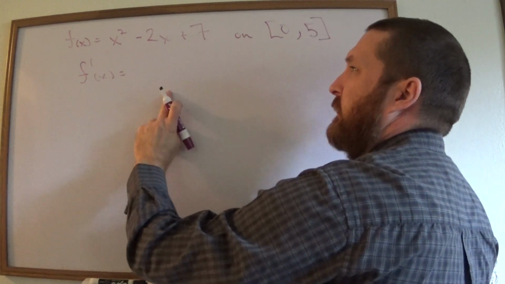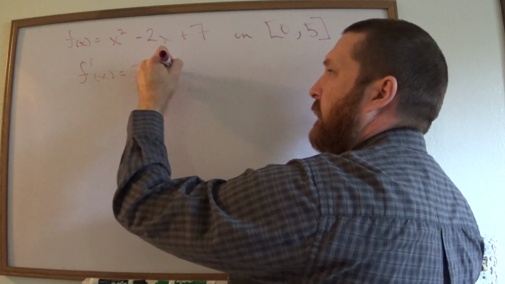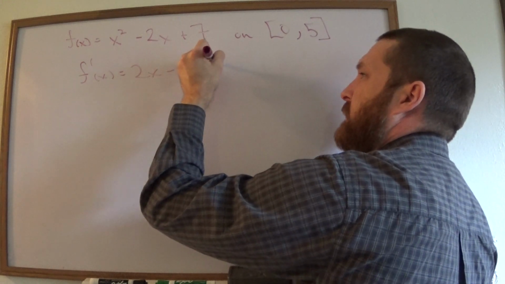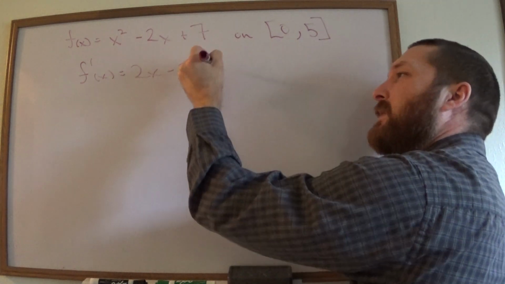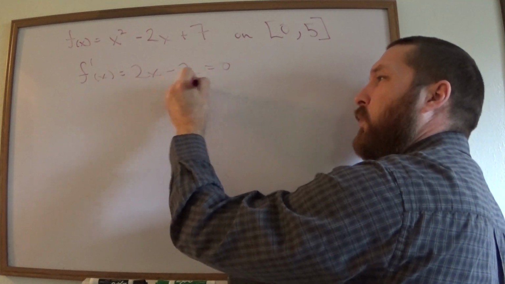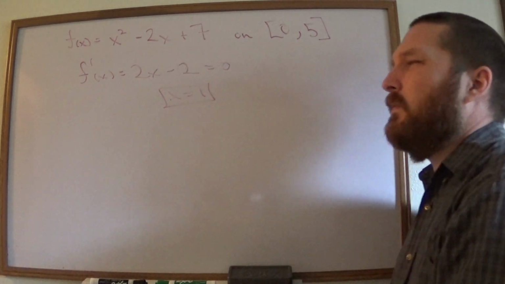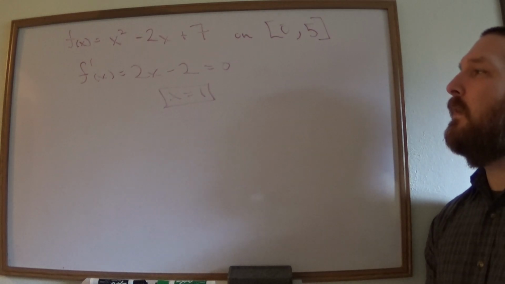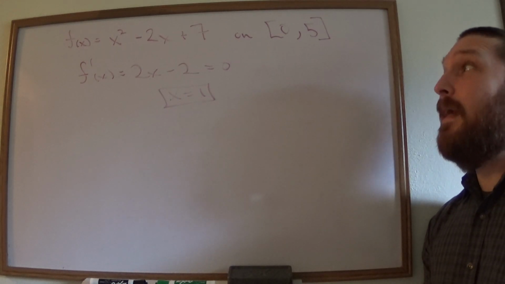What's the derivative? 2x minus 2. Now I want to set that equal to 0. X equals 1. When x equals 1, do you have a max or a min, or what's going on? We'll take the second derivative and then see. Yeah, that's good.